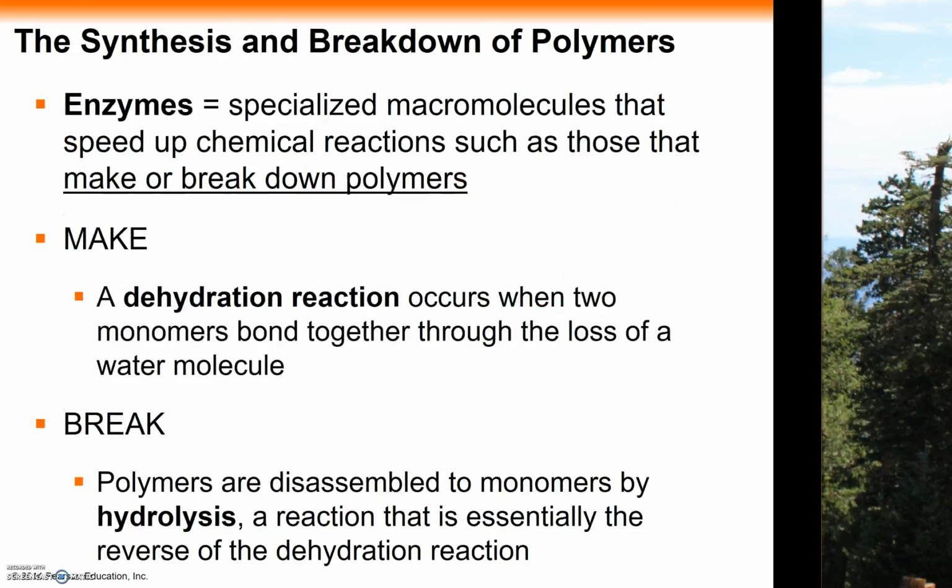Now, much like our building blocks, right, you can imagine that if you have a big pile of Legos, the Legos aren't going to build themselves into a tower, right? You need some sort of catalyst, some stimulus to get them built, right? Maybe a 4-year-old. But in the case of cells, right, when you're building these polymers, these big macromolecules, again, you need some sort of catalyst. And this catalyst typically comes in the form of an enzyme. So an enzyme is going to be a specialized macromolecule that's going to speed up chemical reactions, such as those that either make the polymer or break the polymers.